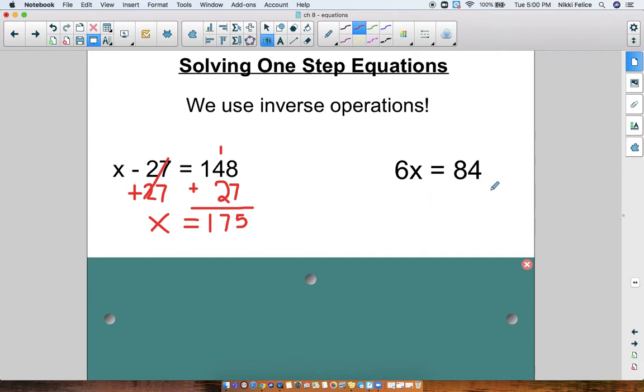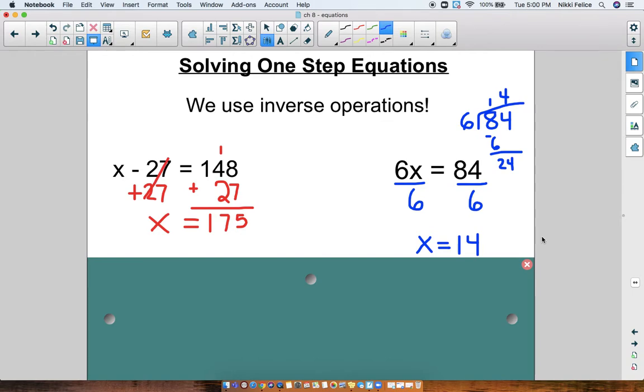Now over here we have 6x equals 84. Like we said before, this is multiplication. What's the inverse? It's division. So that means we're going to have to divide by 6. So we're going to be doing 84 divided by 6 to figure out what x equals. 84 divided by 6. If you don't know that off the top of your head, that's okay. You can do it off on the side. Sorry, my handwriting isn't super great here, but you get the idea. And our answer is 14. So x equals 14. That's how we solve the one-step equation.